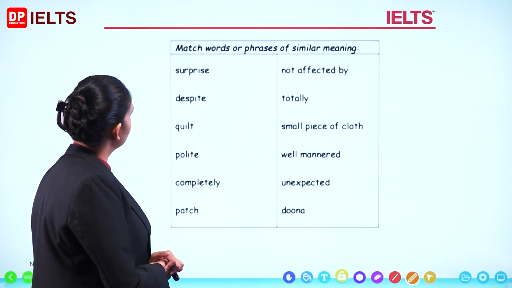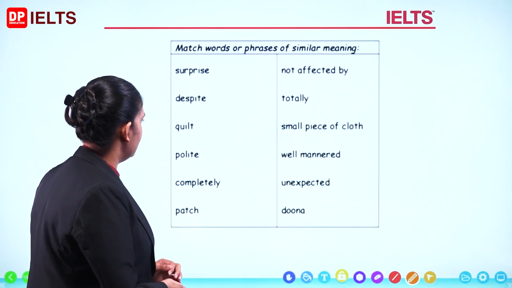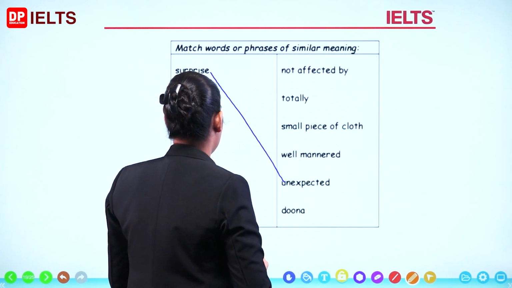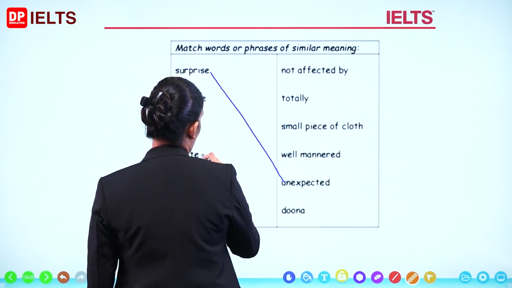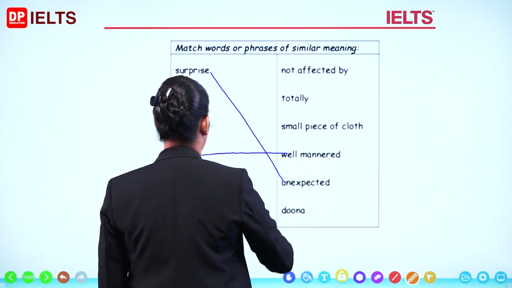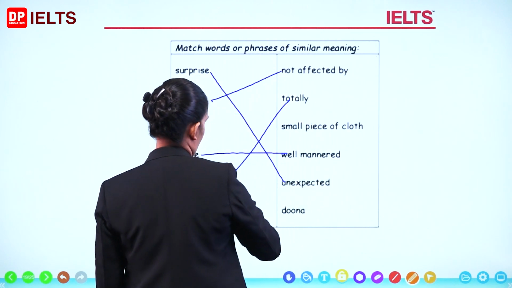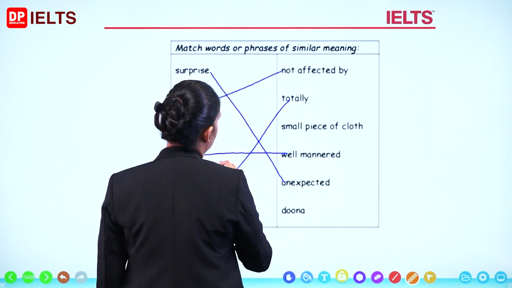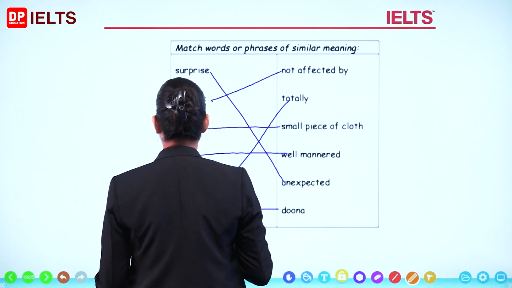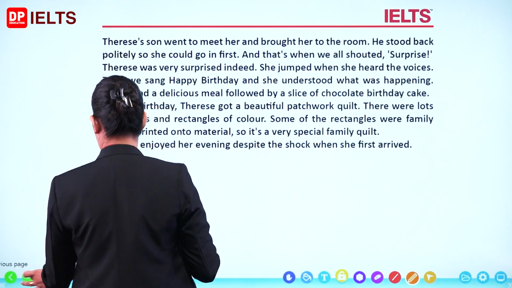Right? Match the words or phrases of similar meaning, right? Surprise kiyanne unexpected. Okay. Polite kiyanne well mannered. Right. Completely kiyanne totally. Despite kiyanne, not affected by. Okay. Quilt is a small piece of cloth. Patch is called duna. Okay. Answer the following questions. When is the party? Friday night.